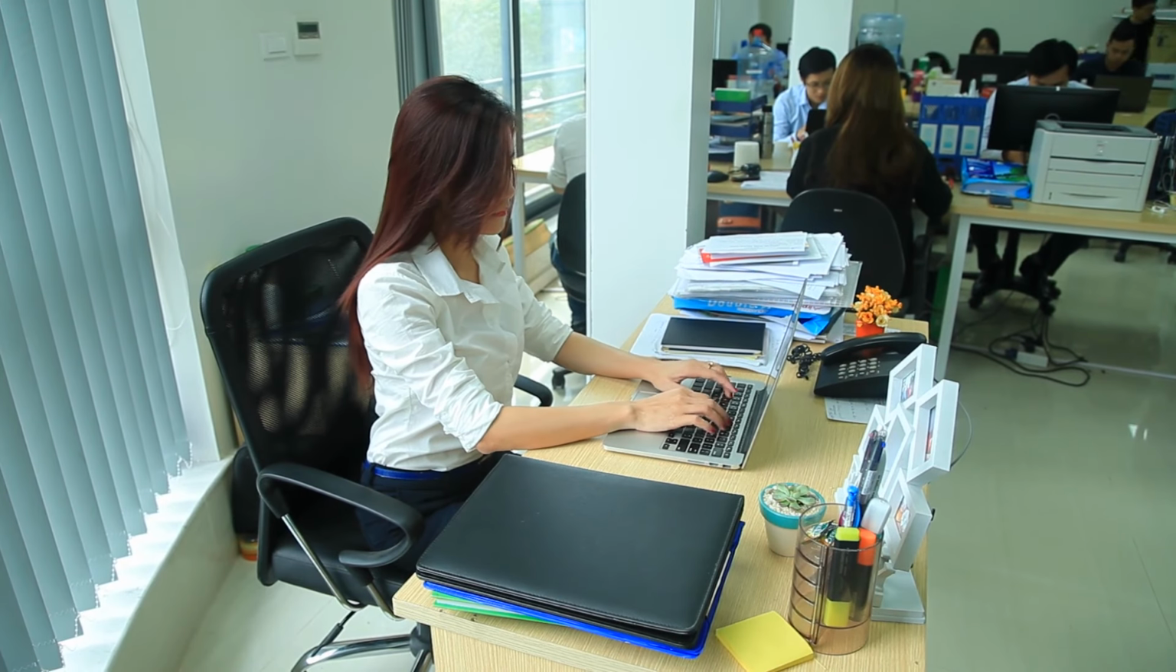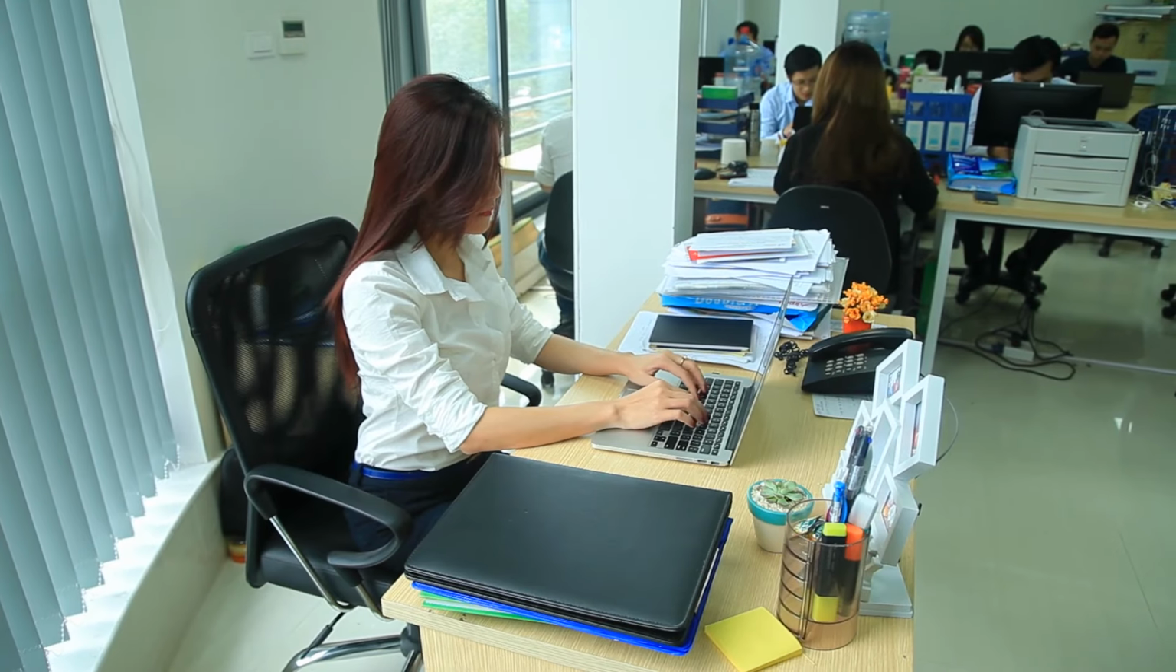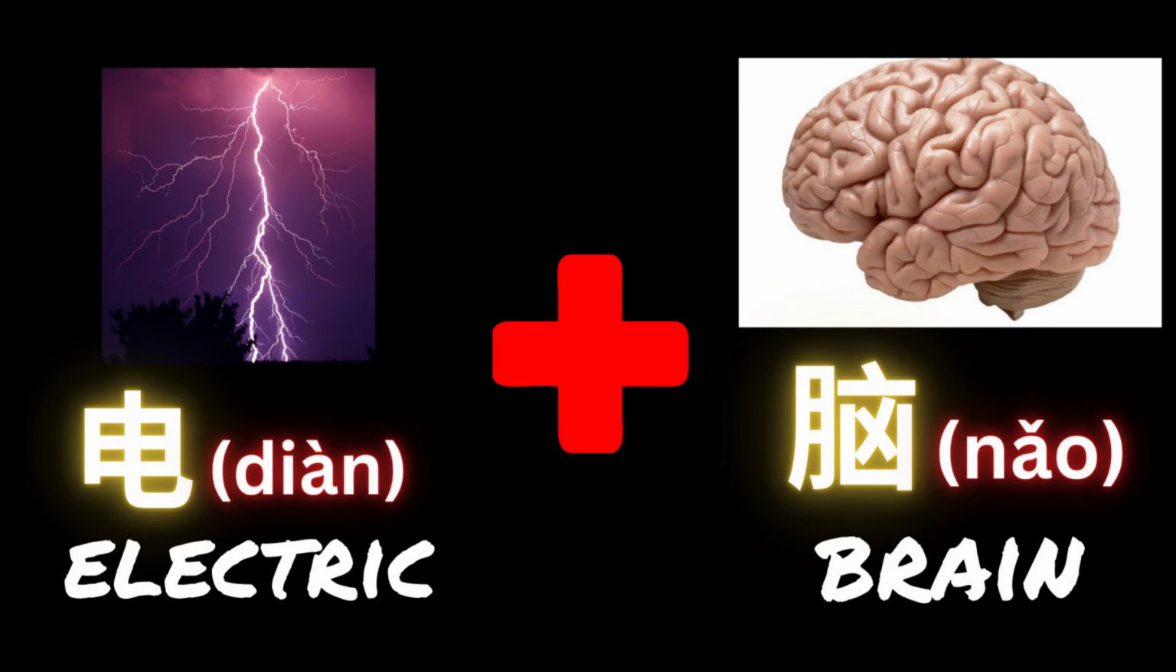In Chinese, it's composed of two characters, dian, which means electric, and nao, which means brain. So when you put them together, electric brain, or diannao, it means computer. It sounds kind of strange and funny at first, but when you think about it, it actually makes sense. A computer is sort of like an electric brain.